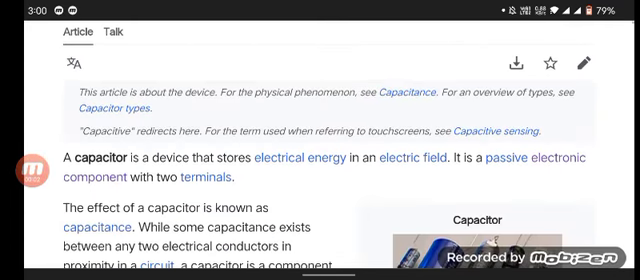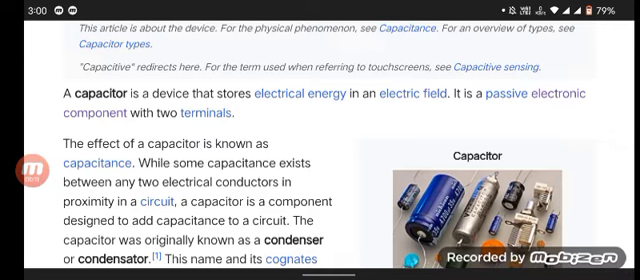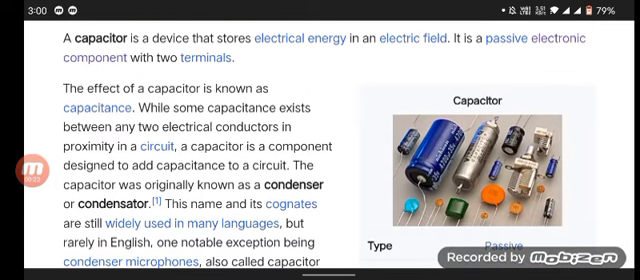Capacitor. A capacitor is a device that stores electrical energy in an electric field. It is a passive electronic component with two terminals. The effect of a capacitor is known as capacitance. While some capacitance exists between any two electrical conductors in proximity in a circuit, a capacitor is a component designed to add capacitance to a circuit.